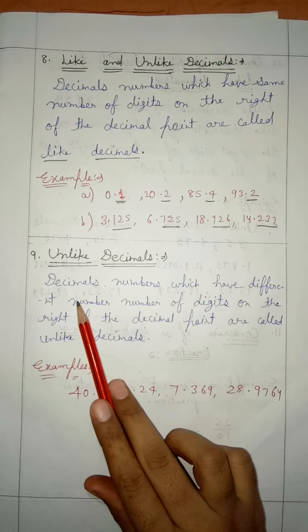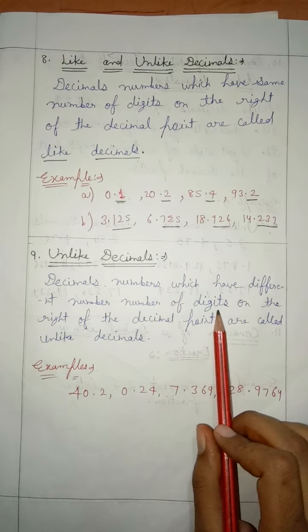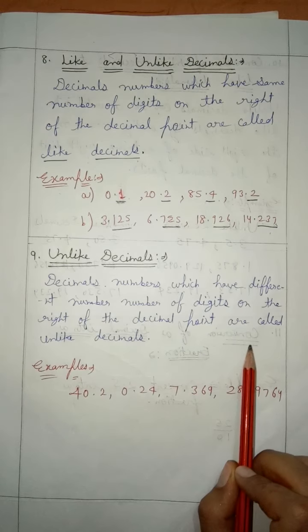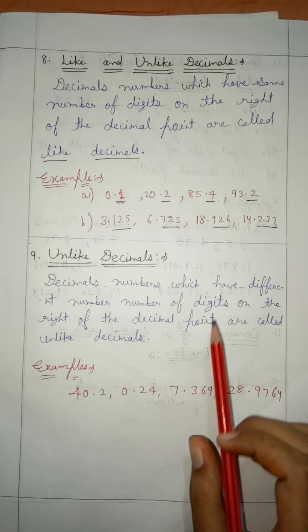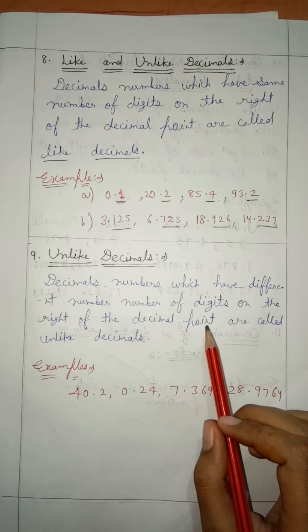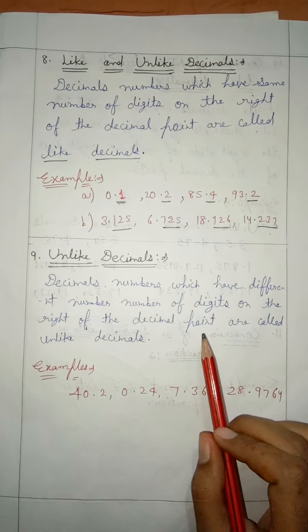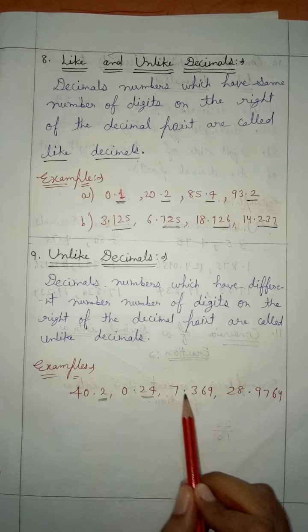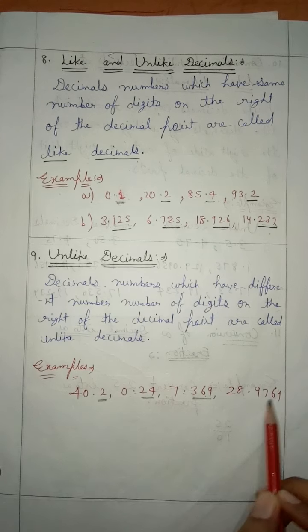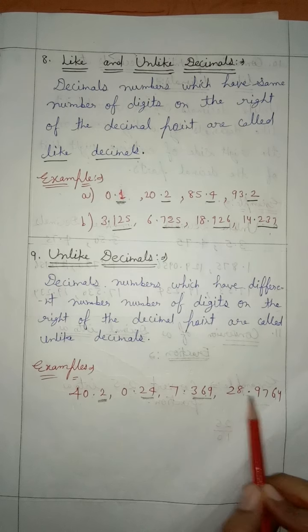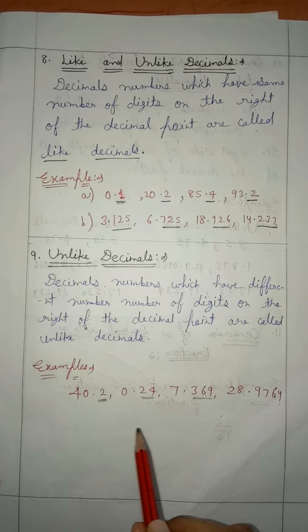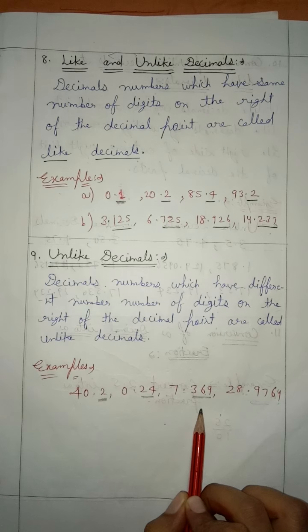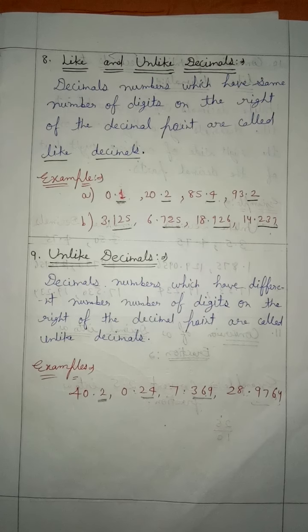Now unlike decimals: numbers which have a different number of digits on the right of the decimal point are called unlike decimals. Decimal fractions having an unequal number of decimal places are called unlike decimal fractions. Just like here: 40.2, 0.24. After the decimal, how many digits? 1. After the decimal, 2 digits. After the decimal, 3 digits. And in this decimal number, after the decimal, 4 digits are given. That's why these numbers are unlike decimals, because the decimal places are different in these given numbers. Got it?